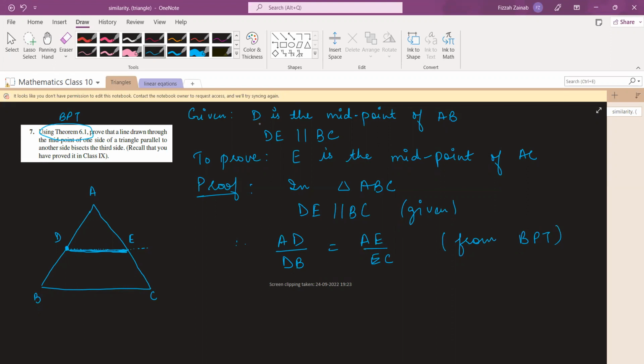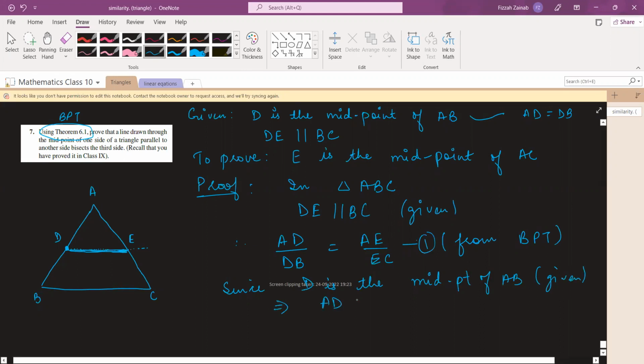Now, there is one given condition that D is the midpoint of AB. What is the meaning of it? The meaning is AD is actually equal to DB, isn't it? You can call it 1. So since D is the midpoint of AB, it is given, we can say it implies that AD is actually equal to DB, right?